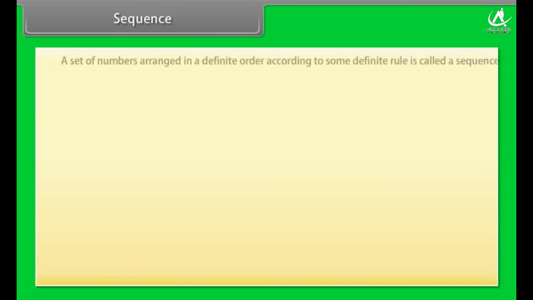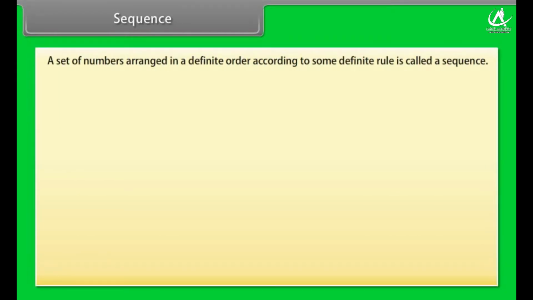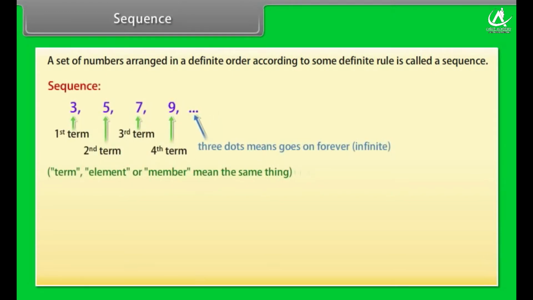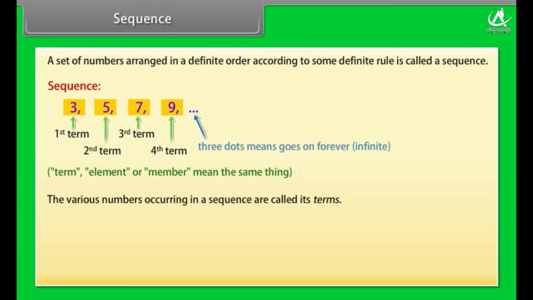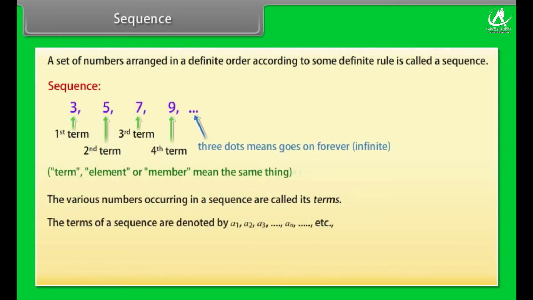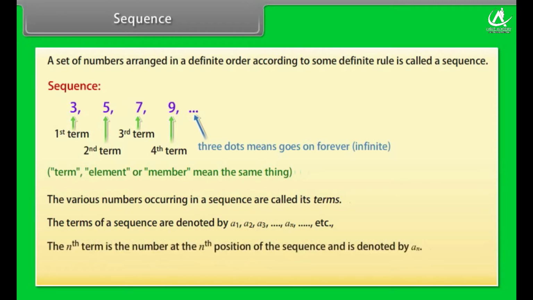Sequence. A set of numbers arranged in a definite order according to some definite rule is called a sequence. The various numbers occurring in a sequence are called its terms. The terms of a sequence are denoted by a1, a2, a3, till an, etc. The nth term is the number at the nth position of the sequence and is denoted by an. The nth term is also called the general term of the sequence.